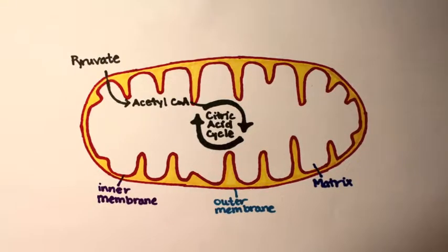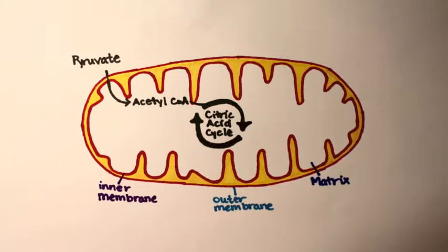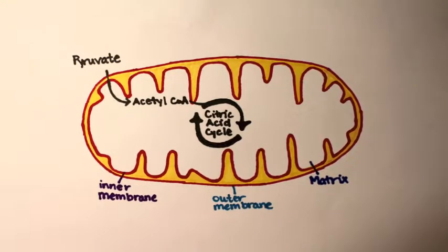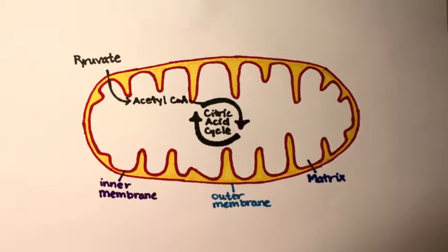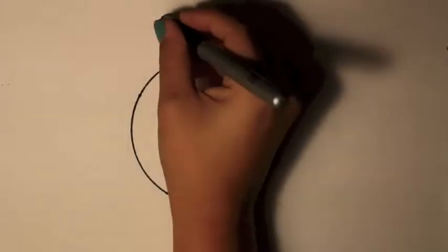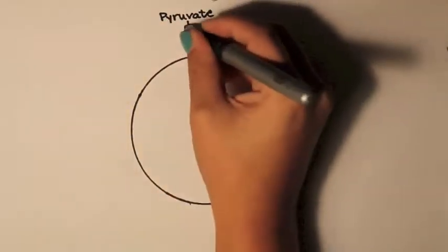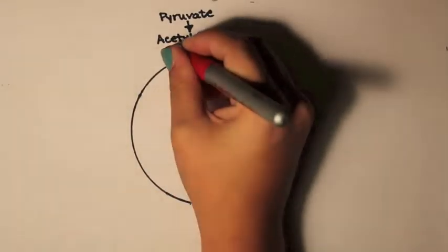The citric acid cycle is the second step in cellular respiration. It is a chain of chemical reactions that produces energy. The citric acid cycle is also known as the Krebs cycle and takes place in the mitochondrial matrix. It begins after glucose is split into two pyruvates in glycolysis and is converted to acetyl-CoA.